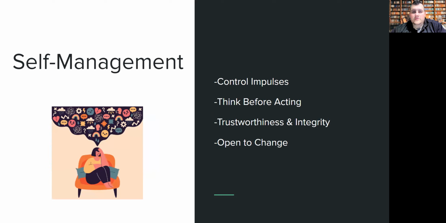Now, when we look at self-management, a lot of this involves the ability to control yourself in the classroom and for your students to be able to really pay attention and prevent others from being distracted. So being able to control your own impulses and to think before acting. So the ability to reference materials and to really take the time to think through an answer and develop it before blurting it out. So showing the maturity in that regard.